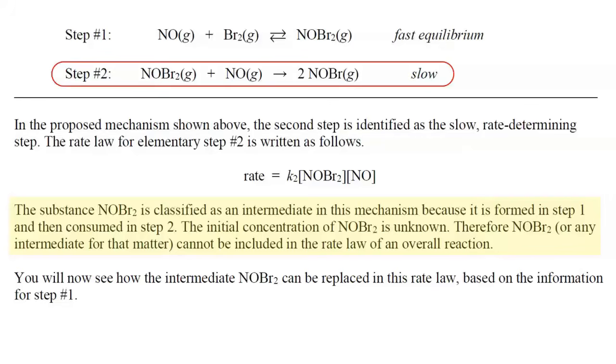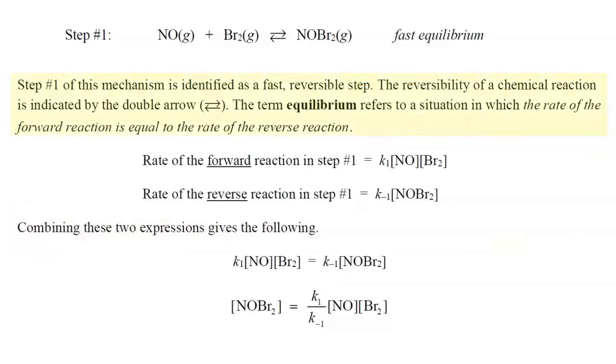So you will now see how the intermediate NOBr2 can be replaced in this rate law based on the information for step 1. So in step 1, it says it's a fast equilibrium. So step 1 is identified as a fast reversible step. The reversibility of a chemical reaction is indicated by the double arrow. And the term equilibrium refers to a situation in which the rate of the forward reaction is equal to the rate of the reverse reaction when equilibrium has been achieved.